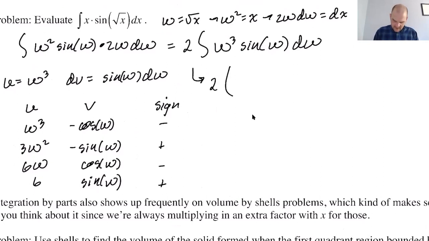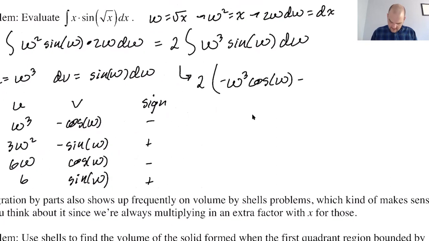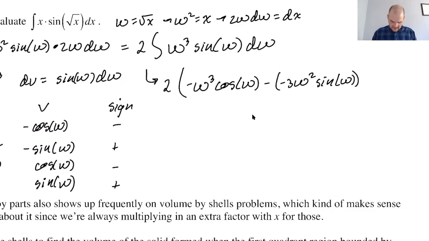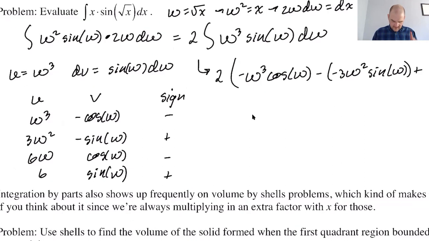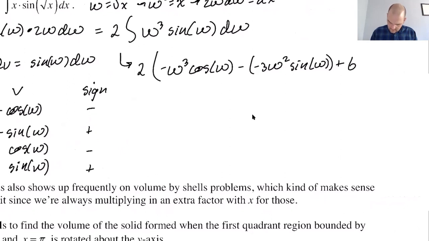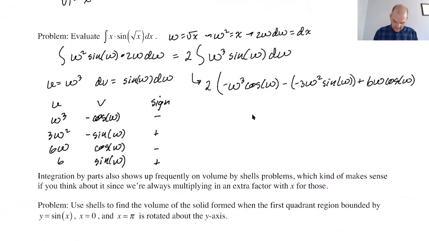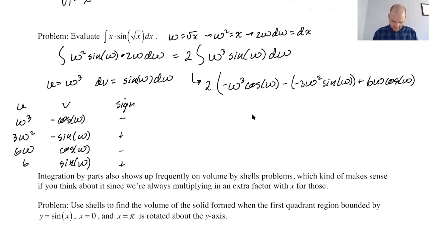All right, so we multiply, so it's negative w cubed cosine of w, and then we just put a minus sign, minus. It's negative 3w squared sine of w, and then we just put a plus sign, and then it's going to be 6w cosine of w. Not going to fit it. Can I move anything? Oh, look, I have so much space over here. Let's do that. You are all moving this way. I probably should have moved everything. Let's move everything.